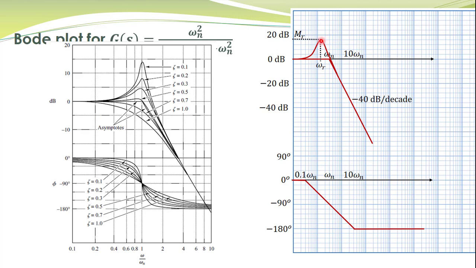This peak in the magnitude response depends upon zeta. The smaller the zeta, the higher the peak. For example, for a zeta of 0.5, this is the graph. For zeta equal to 0.3, this is the graph, and for zeta equal to 0.1, we have a higher peak in the frequency response of the system.